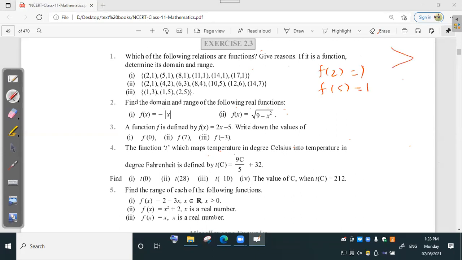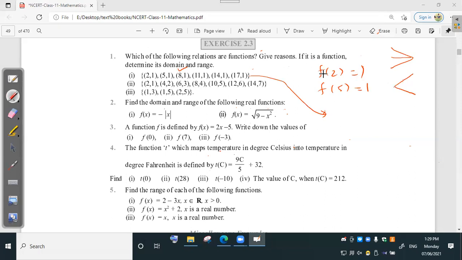This can be possible, but this cannot be possible. As I told you, one number cannot have two images. So 8 will have one image, 11 and all are having one image. So it is a function. All can have the same image, but one number cannot have two different images. Okay, all can have the same. So it is a function, because every element has a unique image. Therefore, it is a function.